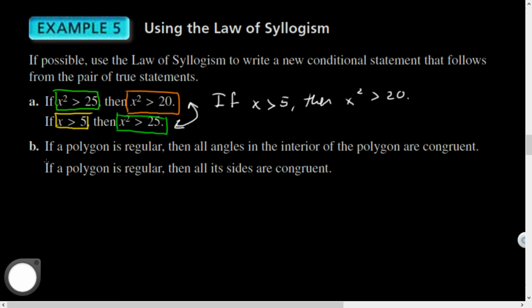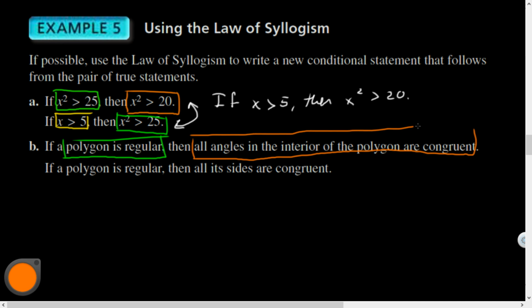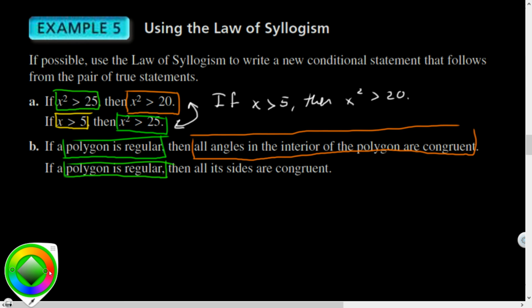Let's see, how about this? If a polygon is regular, then all angles in the interior of the polygon are congruent. Okay, so let's see what I've got. Here's my hypothesis. Here's my conclusion. And wobbly lines. Second statement, if a polygon is regular, wait a minute, that's the same hypothesis, and a different conclusion. Uh-oh.